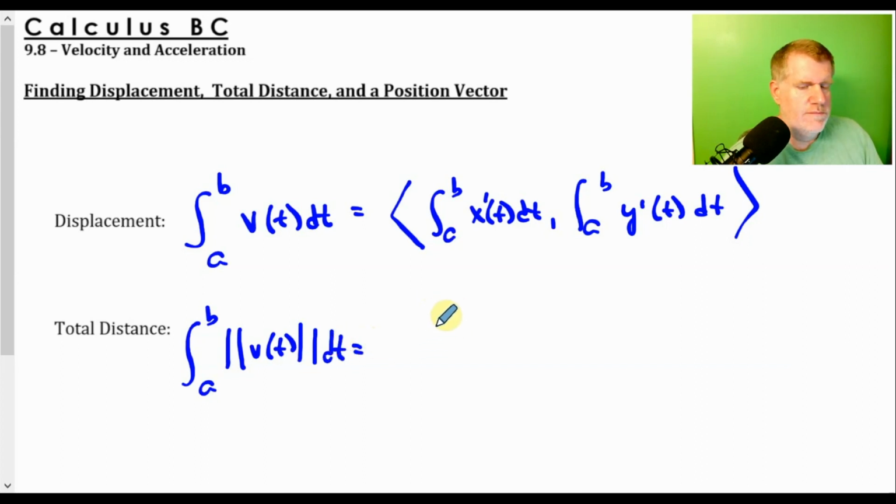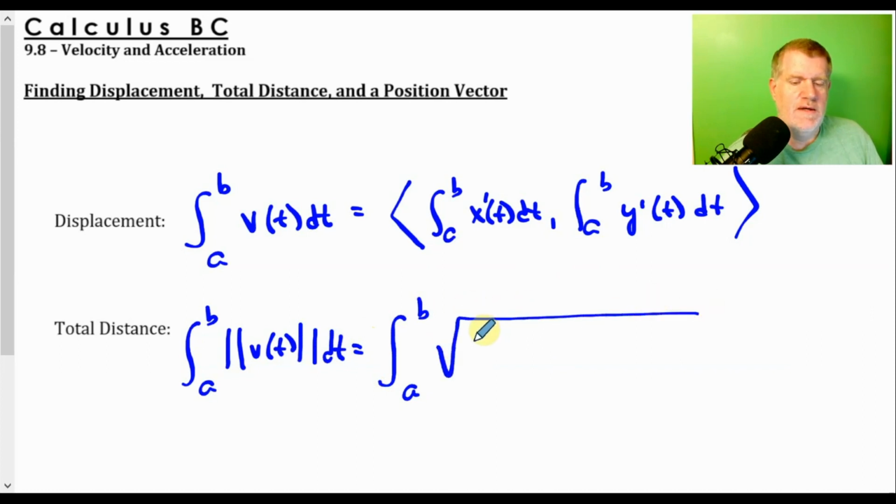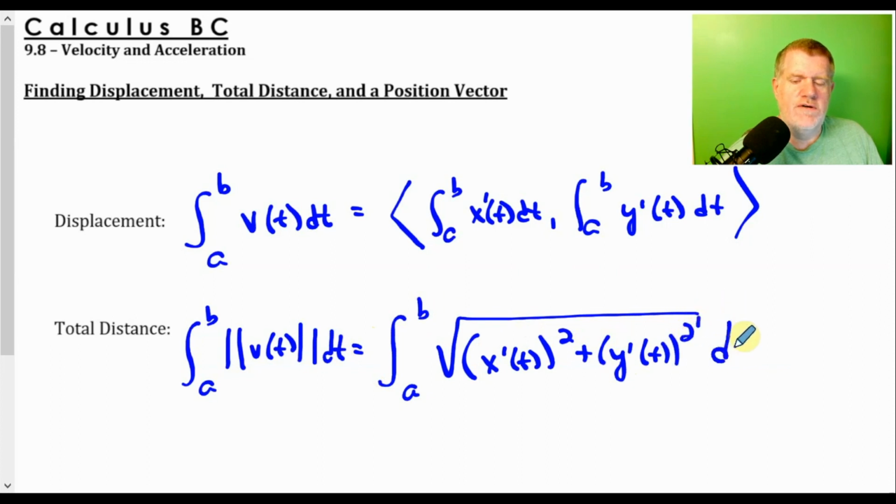All right. And we can write it like this because remember, what is the magnitude of v? It's the speed of v. So it's just this again. It's the change in x squared plus the change in y squared, this time integrated from a to b. That's your total distance formula and your displacement formula.